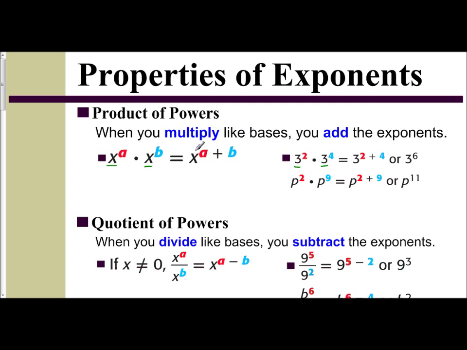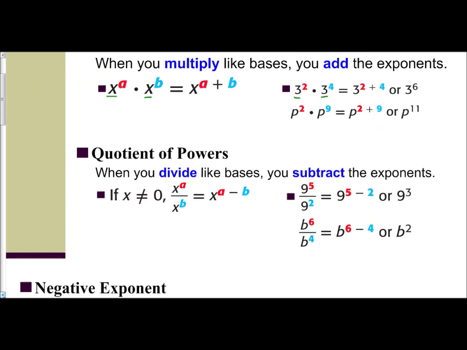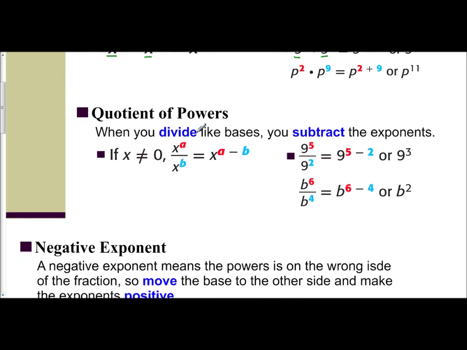So let's think about the opposite. That's for multiplying. So the opposite of multiplying is dividing. So if I divide like bases, the opposite of adding is subtraction. And so that's our quotient rule. Our quotient rule states that if you are dividing like bases, you subtract the exponents. So if I have x to the a over x to the b, I'm going to get x to the a minus b power. If I have 9 to the 5th over 9 squared, I'm going to get 9 to the 5 minus 2. I would subtract the exponents and get 9 cubed.